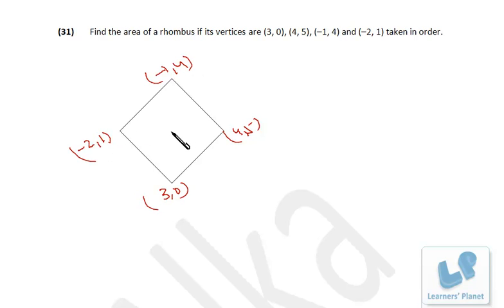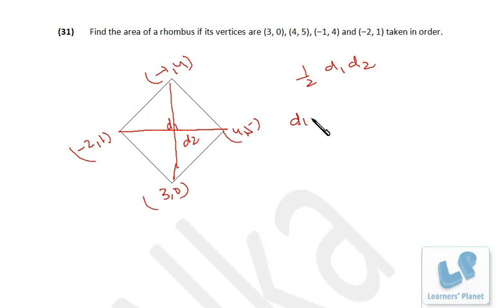Now what is the formula for the area of a rhombus? That is half d1 d2, that is half the product of the diagonals, right? Or what you can do, you can find out the area of this triangle and then double it, because both the triangles are similar, or I can say congruent, right? Or you can go by this formula, half d1 d2. So this is d1 and this is d2, right?